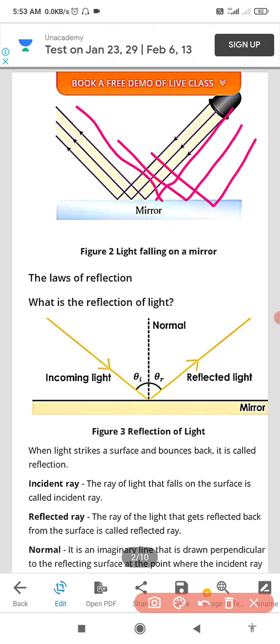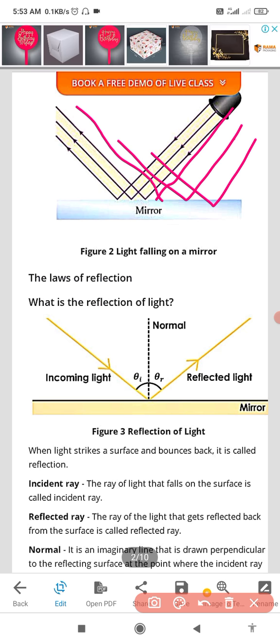It means there is a reflection of light. So now we will understand what reflection is and what the laws of reflection are. When light strikes a surface and bounces back, it is called reflection. Incidence ray: the ray of light that falls on the surface is called the incidence ray. So here this ray is the incidence ray, while this ray is the reflected ray.